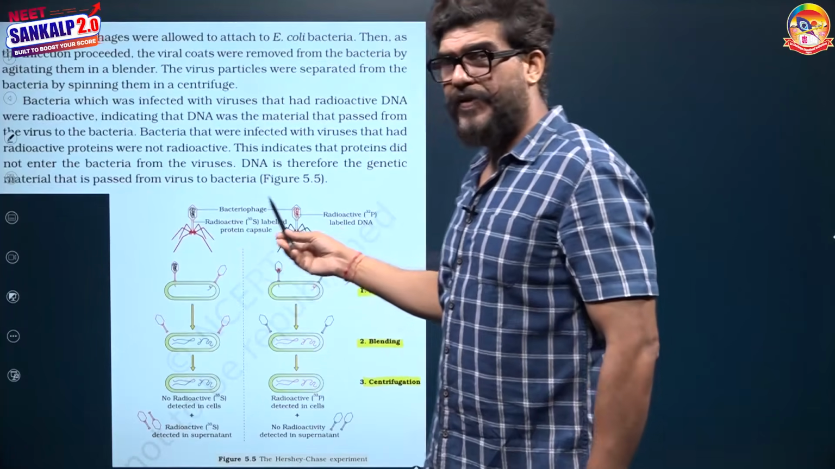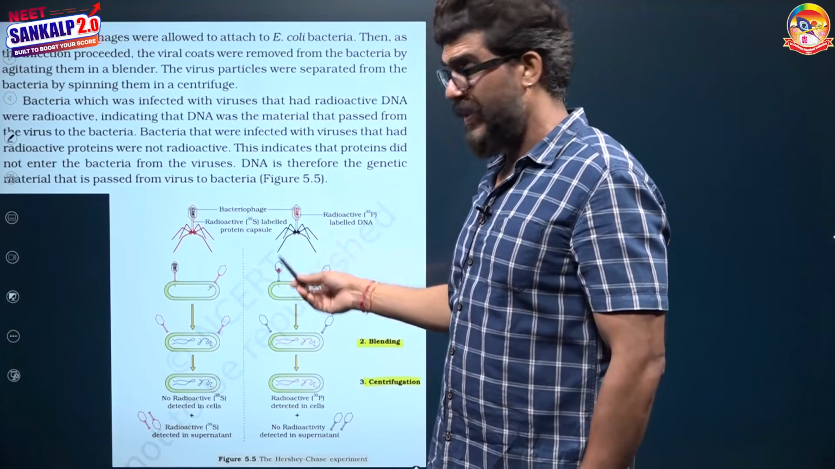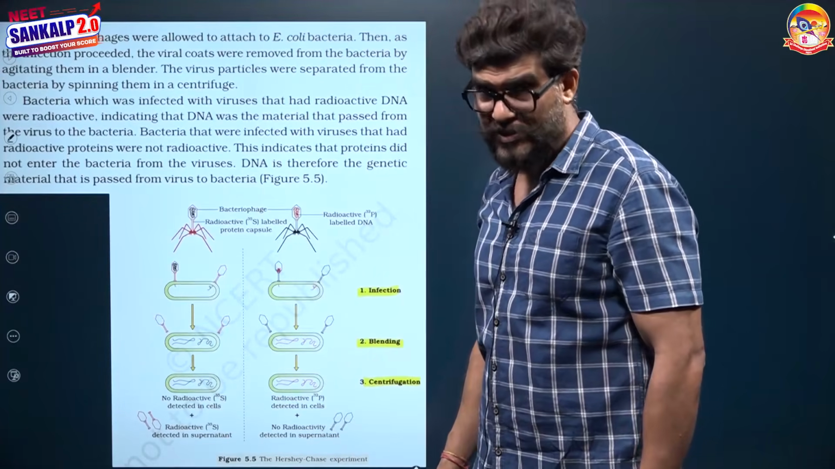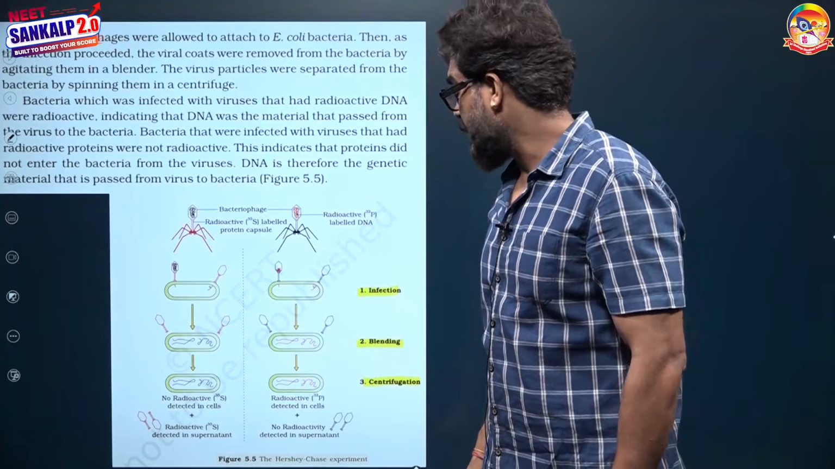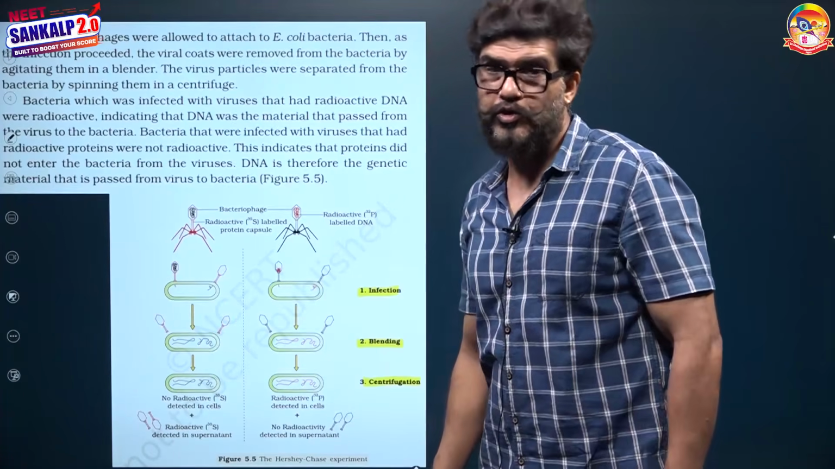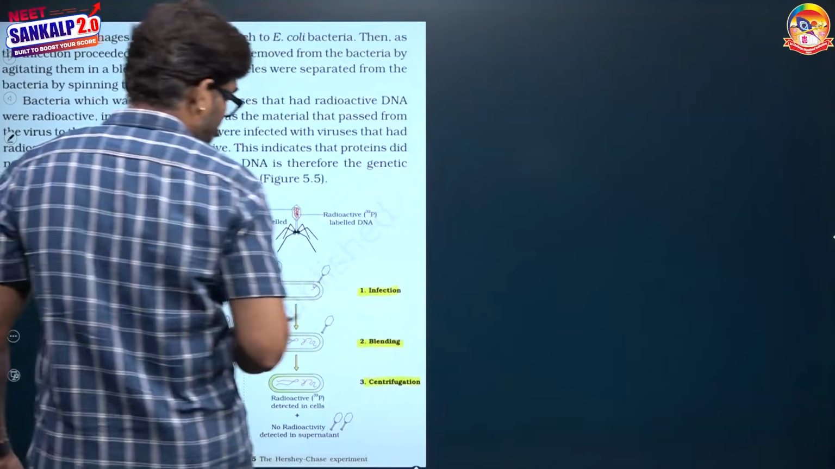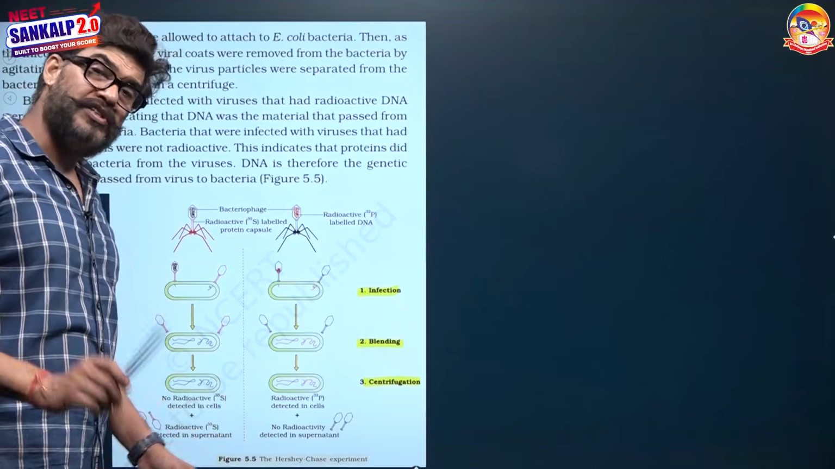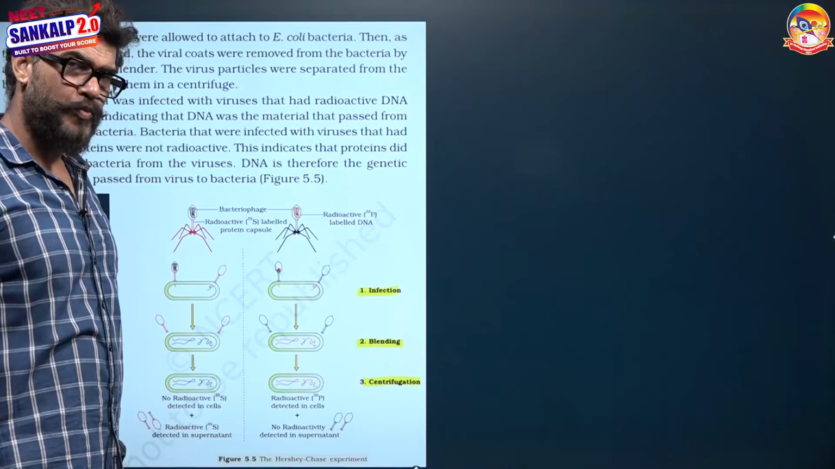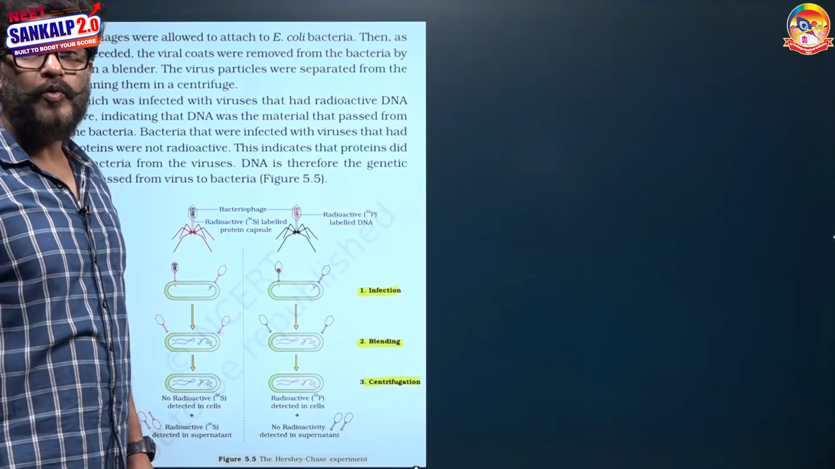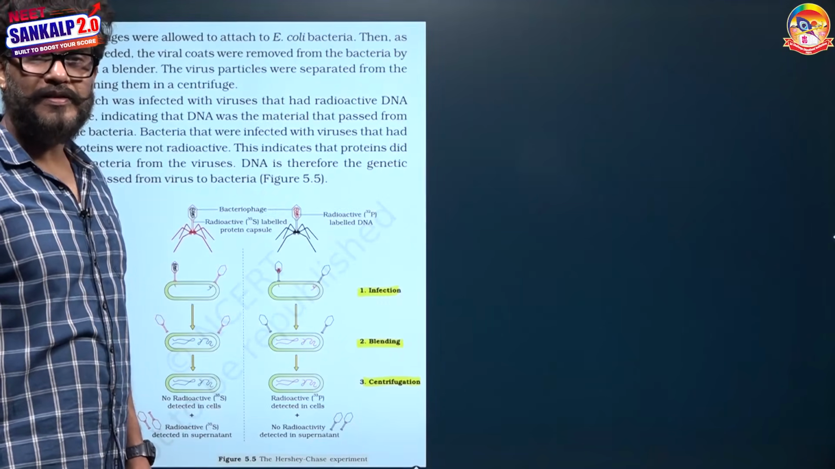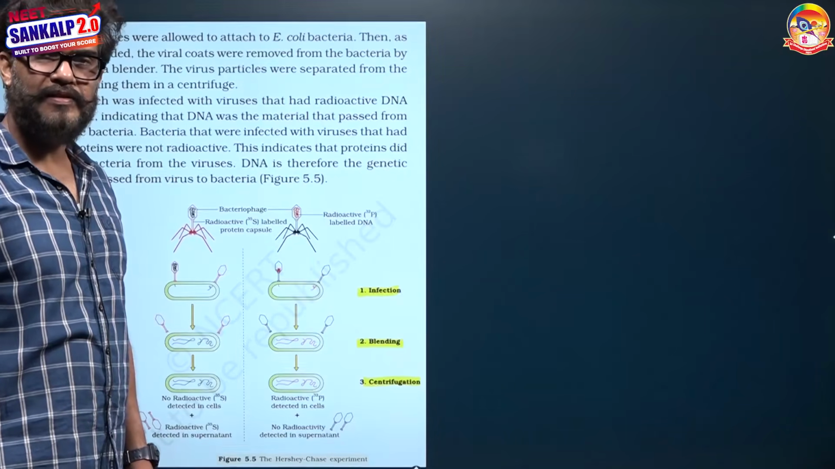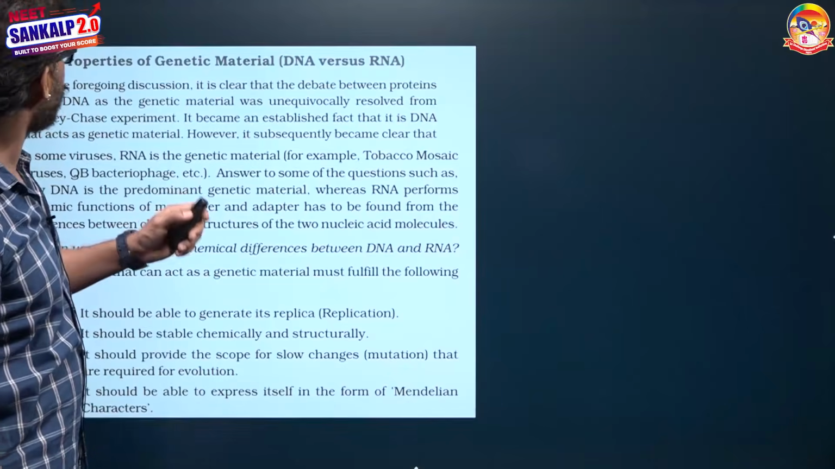For those bacteriophages grown on S35, no radioactivity was detected in the bacterial cells, but radioactivity was detected in the supernatant. In contrast, when they were grown on P32, radioactivity was noticed in the sediment, but it was not present in the supernatant. It confirms who went into the bacteria: phosphorus, P32, which means DNA. This confirmed that the genetic material is DNA.